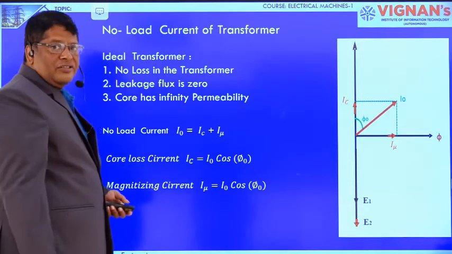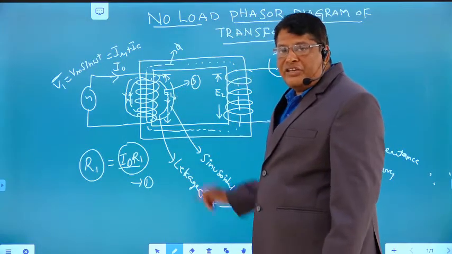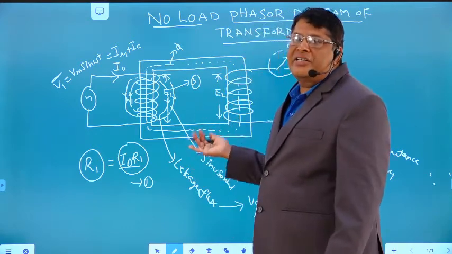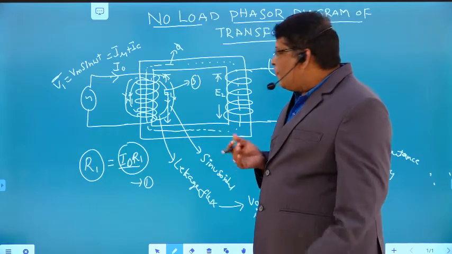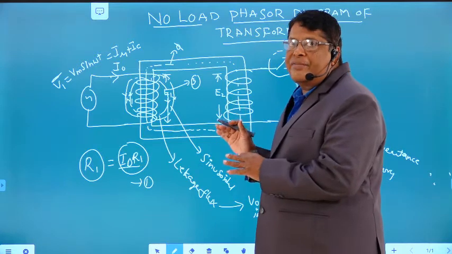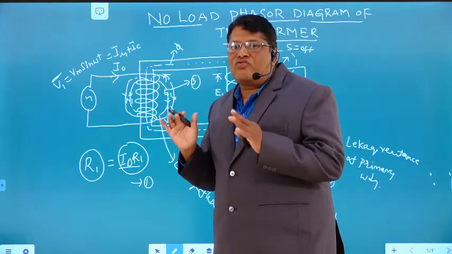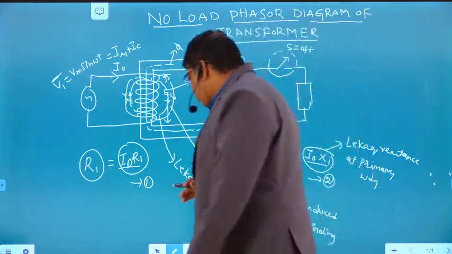Phasors are sinusoidal quantities, so all these sinusoidal quantities we can represent in a phasor diagram. If we represent all these sinusoidal quantities in a phasor diagram, that is the phasor diagram of a transformer at no load. That we are going to see here.